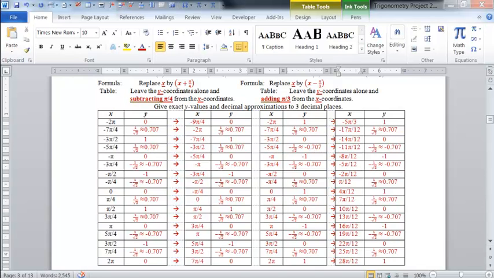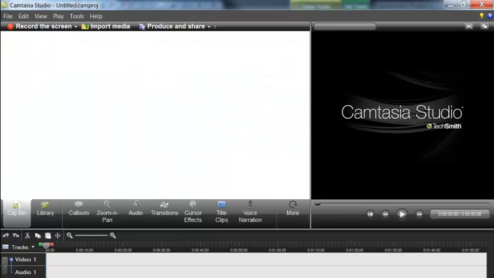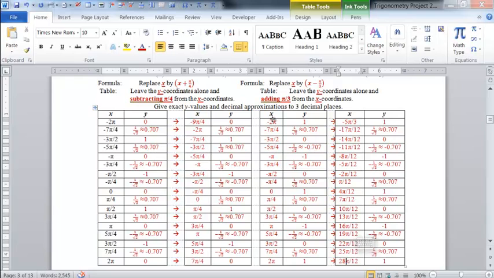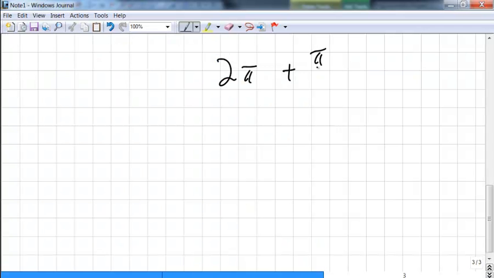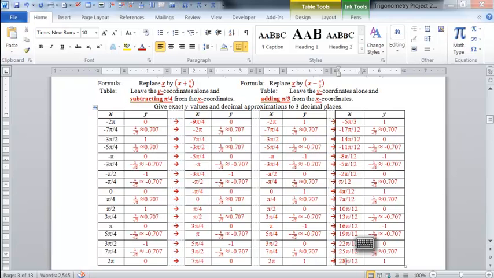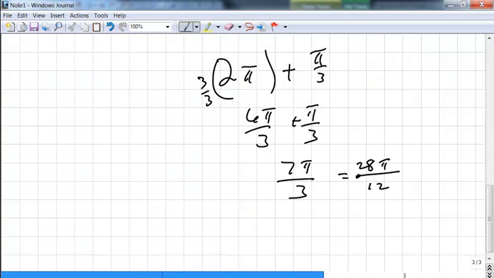So, the last one's right, I feel pretty good. It's 2 pi plus, what are we adding? We're adding pi over 3. Get a common denominator, 3 over 3 here. So that's 6 pi over 3 plus pi over 3 is 7 pi over 3. If we multiply top and bottom by 4, 28 pi over 12. Yes. Okay, now let's go back and reduce this one. That one we already know reduces to 7 pi over 3.